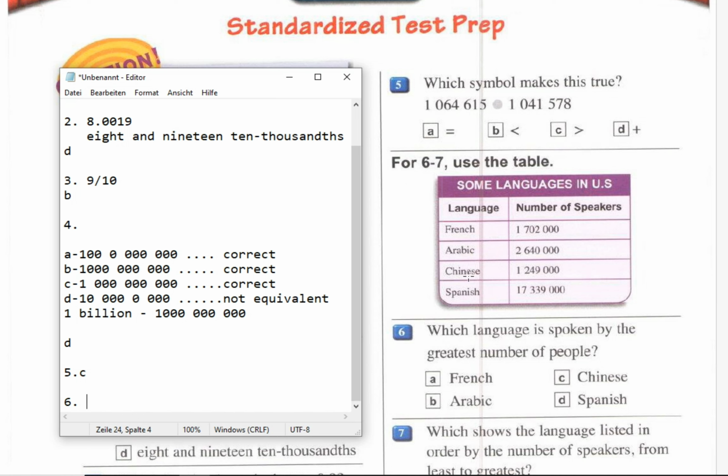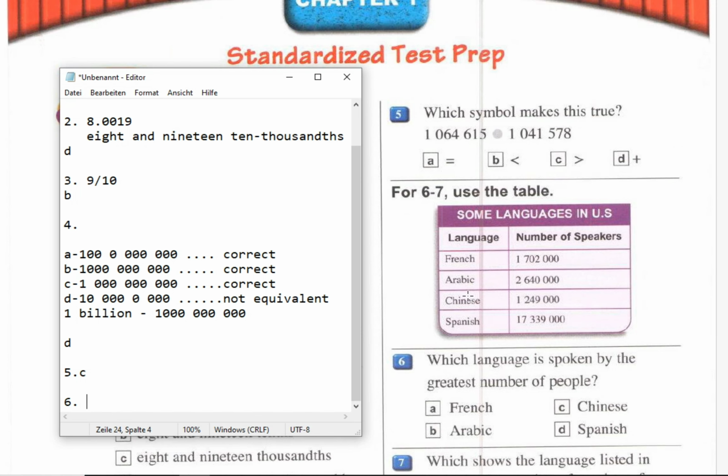After we will go to question number 6 and 7, and we must use the table which is there. And this table says some languages in the US and numbers of speakers. So the language French, Arabic, Chinese, and Spanish. As we can see, the question number 6 is which language is spoken by the greatest number of people? And we see the Spanish is 17 million. It means the correct answer will be Spanish.